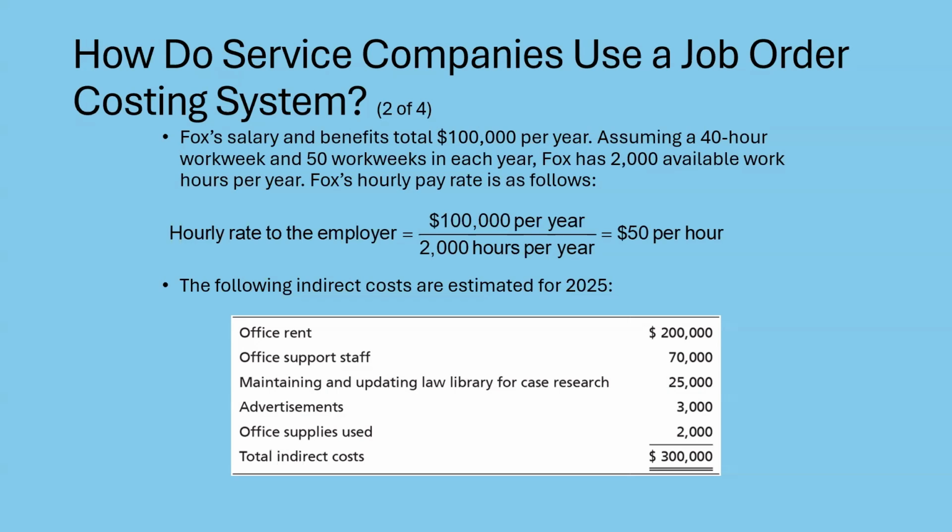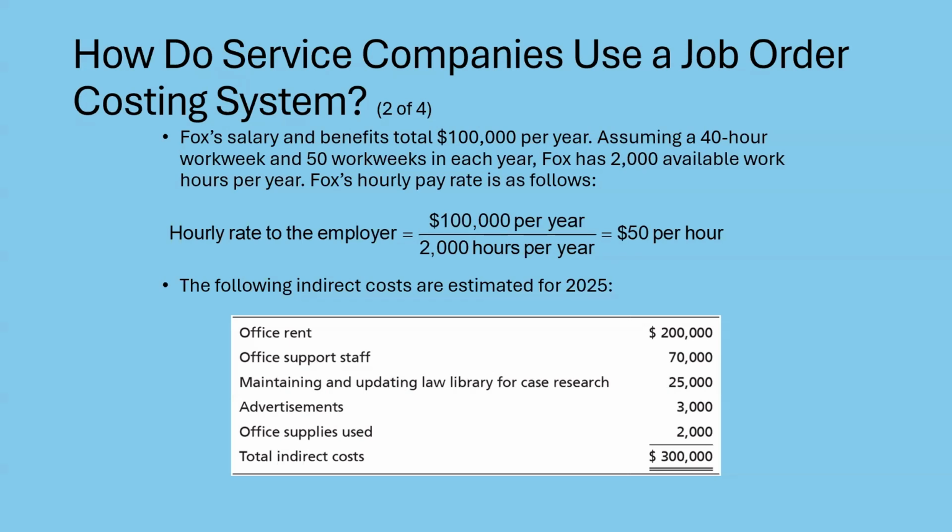Here in this example, Fox's salary and benefits total $100,000 per year. Assuming a 40-hour work week and 50 work weeks in each year, Fox has 2,000 available hours per year. So Fox's hourly pay rate is equal to $100,000 divided by the 2,000 hours per year, which is equivalent to $50 per hour.